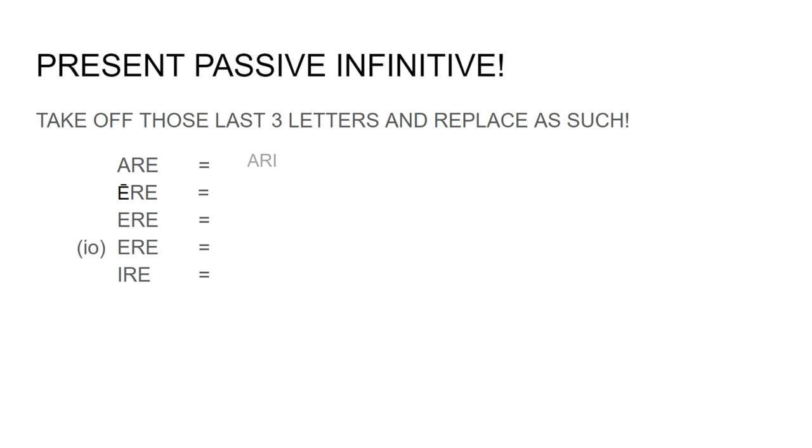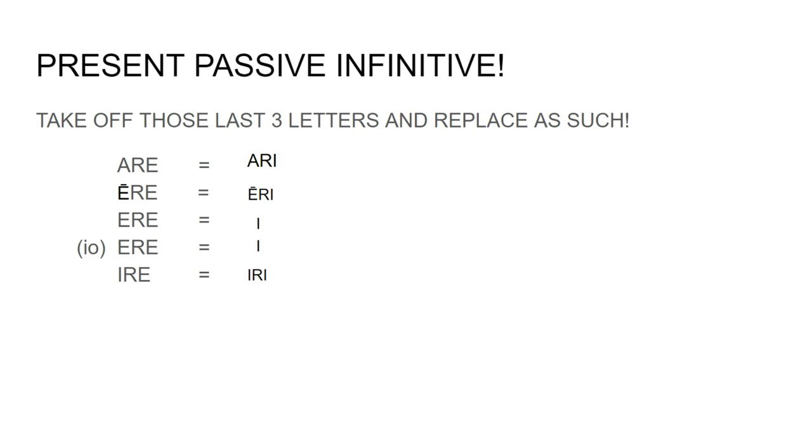So for the first one, A-R-E changes to A-R-I. Long mark E-R-E changes to long mark E-R-I. E-R-E without a long mark, both for third and for third I-O, just changed to just the letter I. And then finally, 4th conjugation goes from I-R-E to I-R-I.